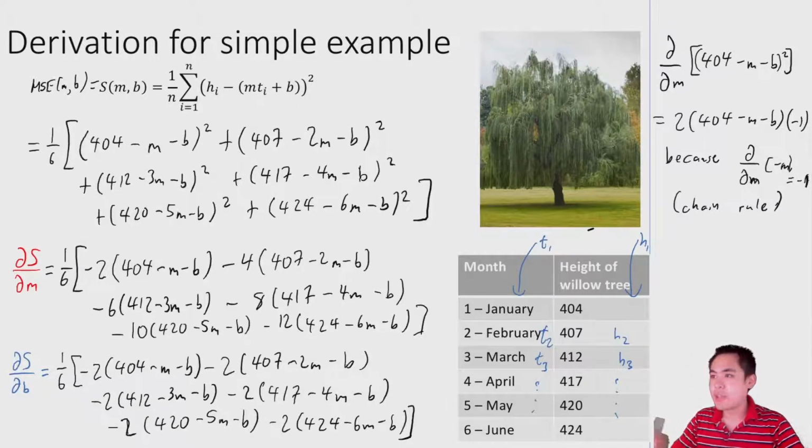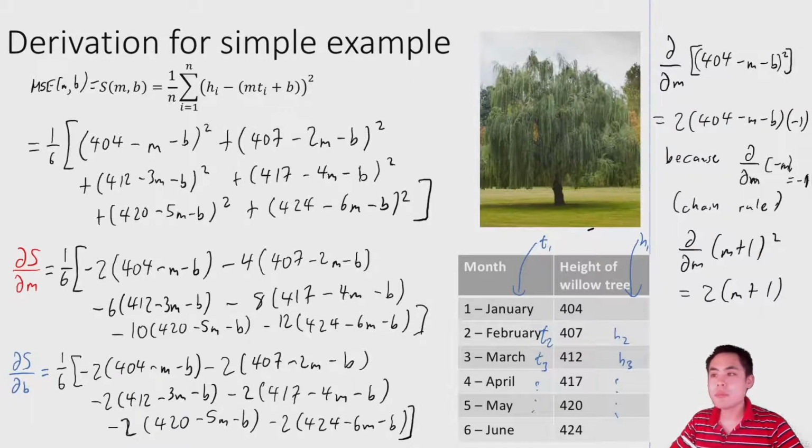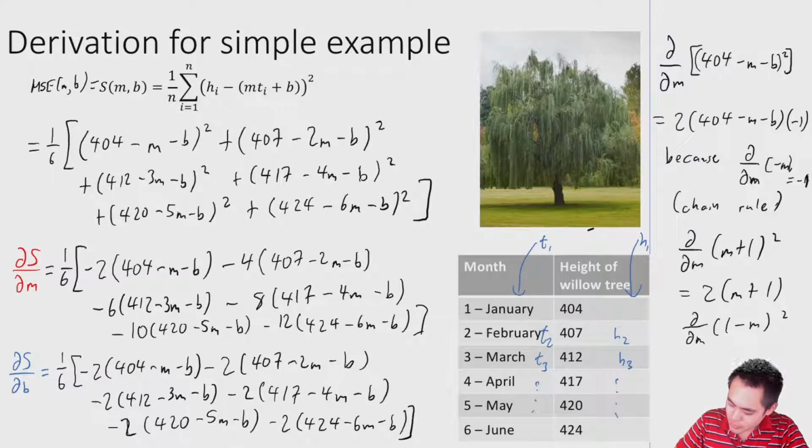Oh, there's still confusion about the two. Let me put it slightly differently. So d/dm of (m+1)² is equal to 2 times (m+1), right? And so you also have d/dm of (1−m)² is equal to, oh sorry, let me duck away, is equal to 2 times (1−m) times −1, because of the derivative of the inside.